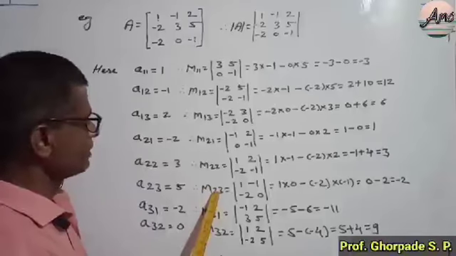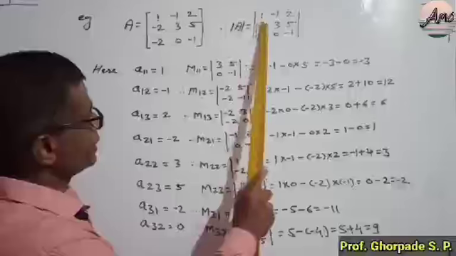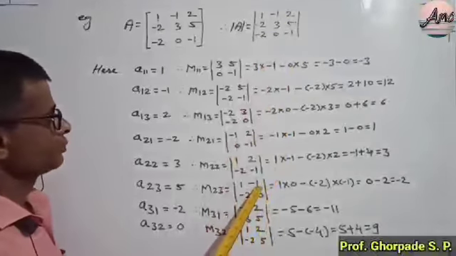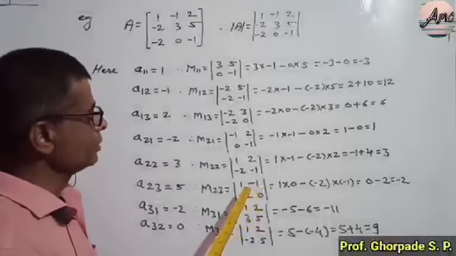M23, which is obtained by deleting second row, third column. If we delete second row, third column, what will we get? 1, minus 1, minus 2, 0. Whose value is given by what?